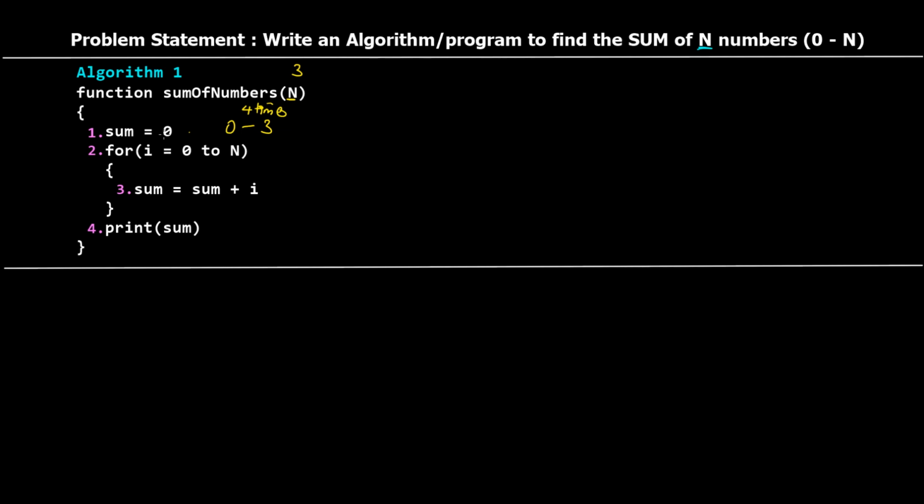What will happen? Initially sum would be 0, so it would be 0 plus I is 0 for the first time, so 0 will be stored. Next time it would be sum, which is 0, plus I, which is 1, so 1 will be stored over here. Next iteration it would be 1 plus I, which is now 2, so 3 will be stored over here. For the next iteration sum will be 3, so it will be 3 plus 3, so 6 will be stored over here. And now the loop will exit because I will become 4, and we are only interested in running from 0 to 3. So after this we will print the value 6.